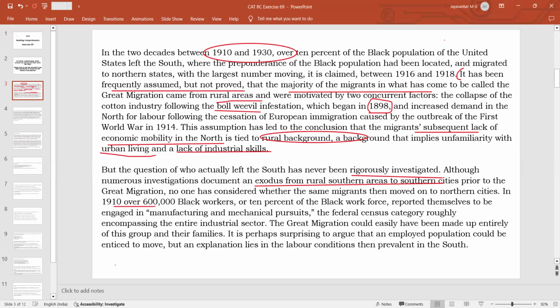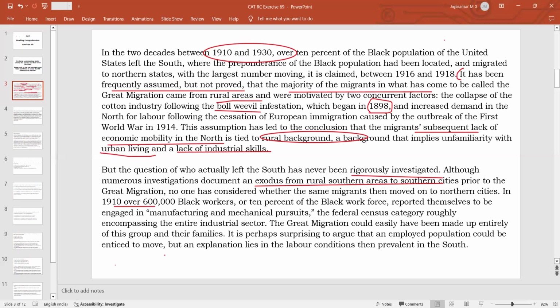He says that there were several documents to prove that there was a very big migration of black people from the rural parts of the southern United States to the cities in the southern United States before the Great Migration. And these same people might have migrated from the cities in the southern United States to northern United States during the period mentioned in the paragraph.